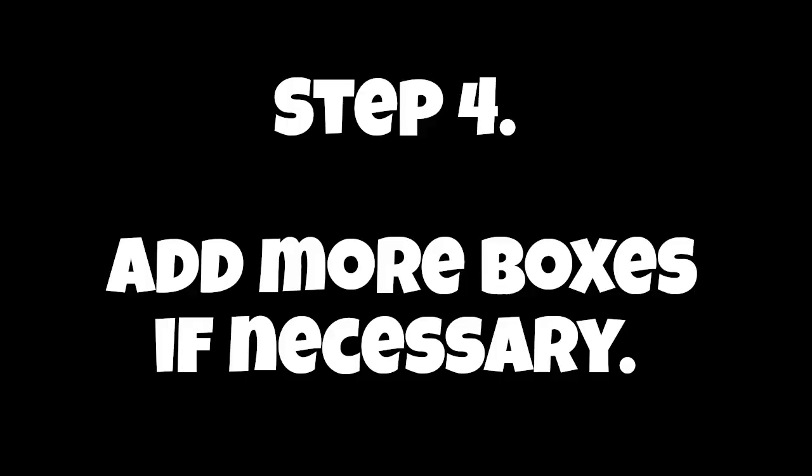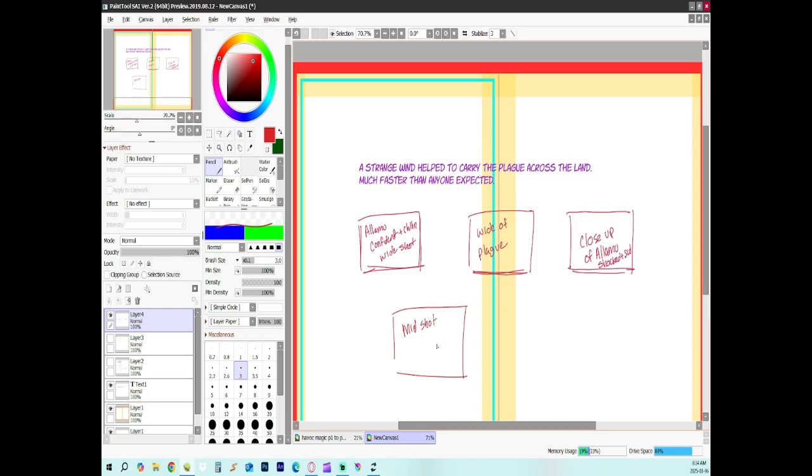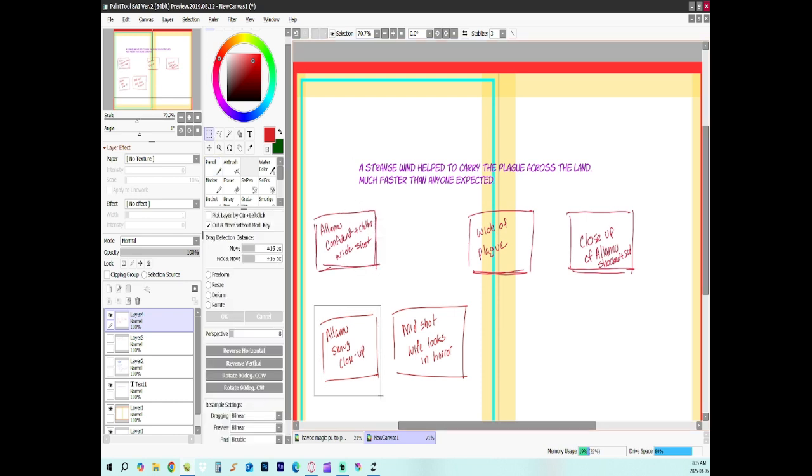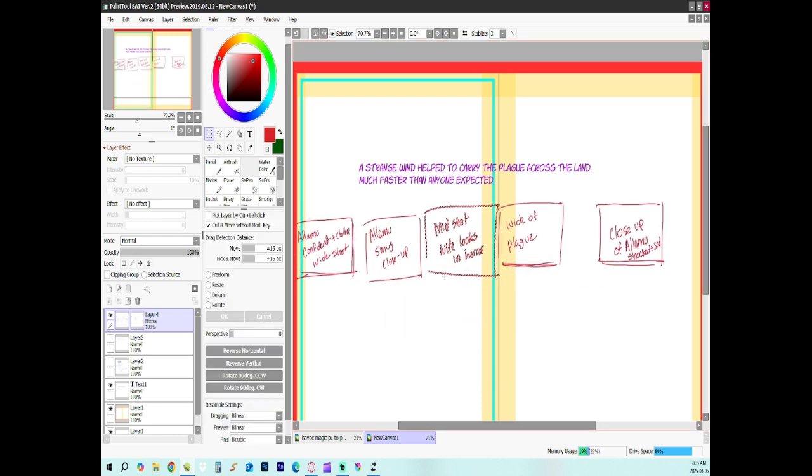This is where you add more boxes if necessary. Do you need more shots to get from 1 to 2, or how about from 2 to 3? This depends on how fast or slow you want one moment to play out from the next. For my scene, I've expanded it to 6 boxes. Just a reminder. 1 box equals 1 panel.